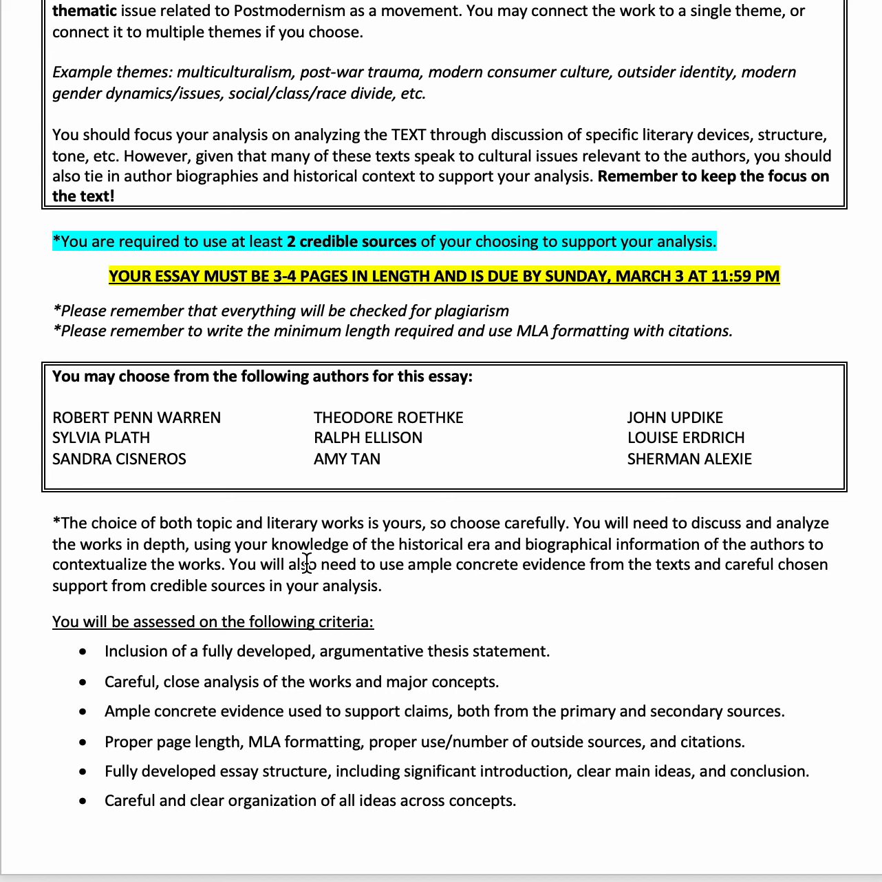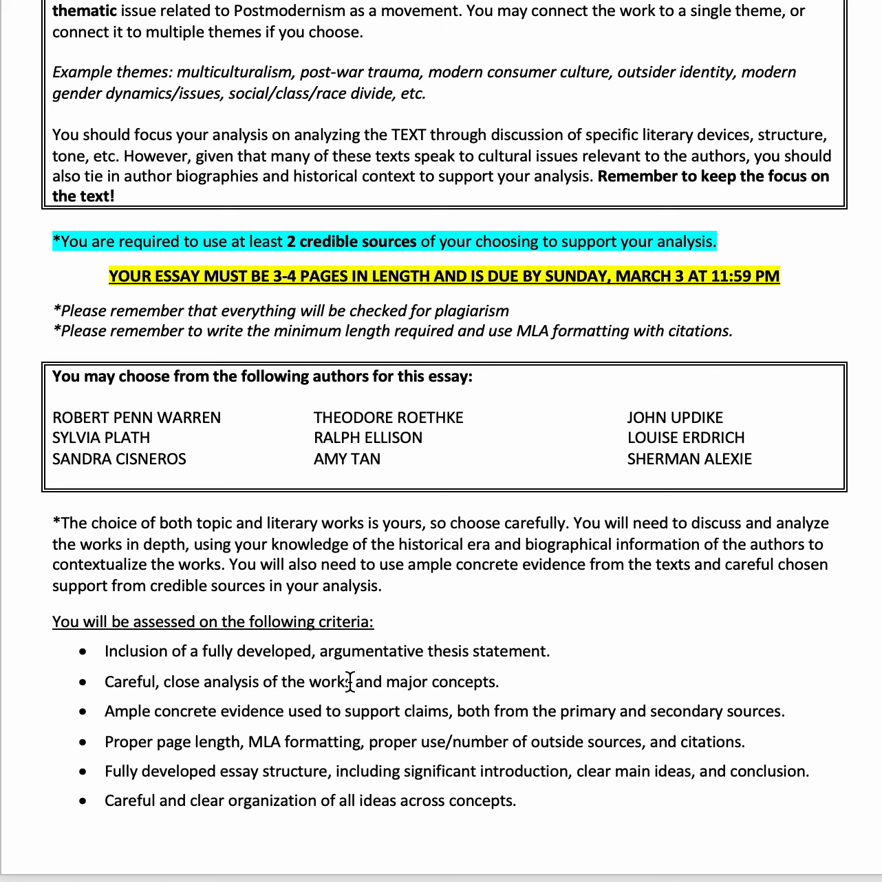You are going to be assessed on making sure you have a fully developed argumentative thesis statement, good close analysis of the work and its major concepts. Of the work, singular, and its major concepts. Good evidence to support your claims, both from the primary and the secondary sources. Proper length, MLA, and number of sources and citations.